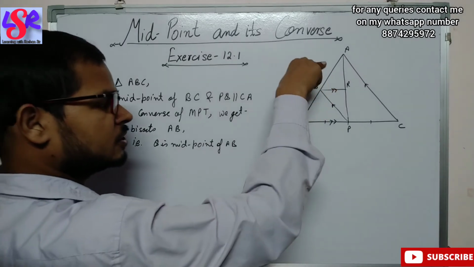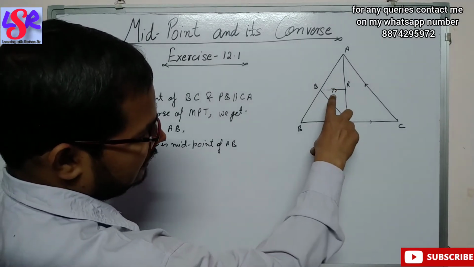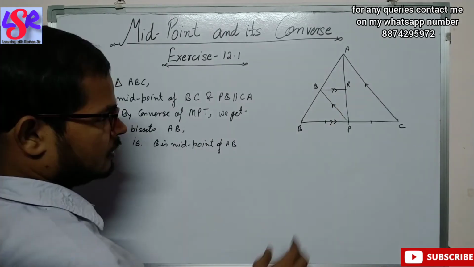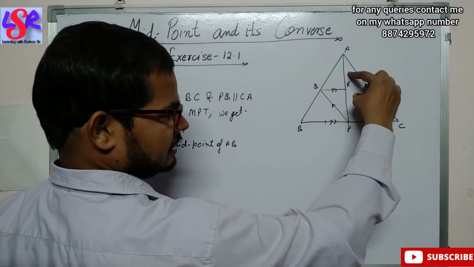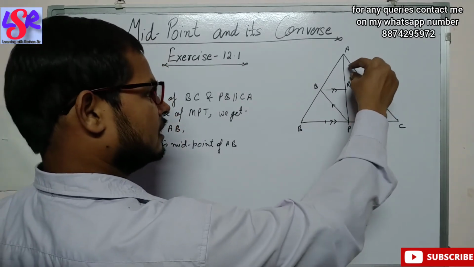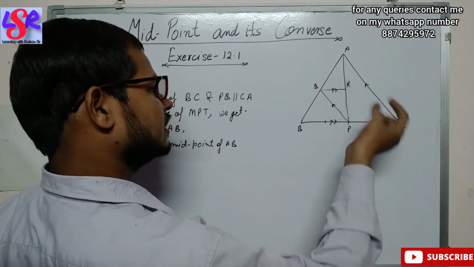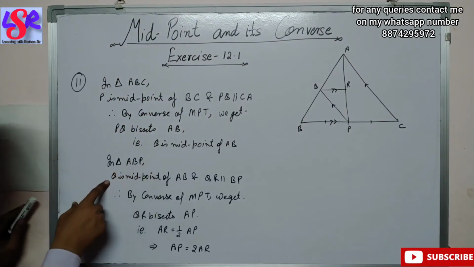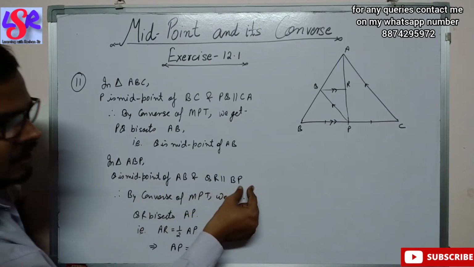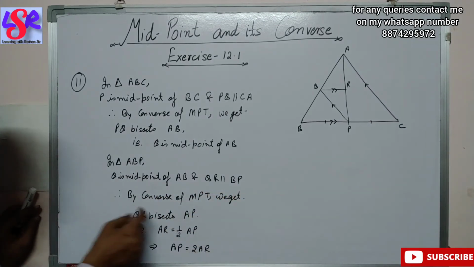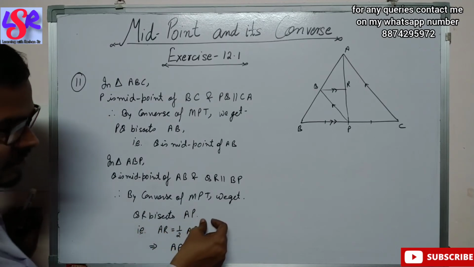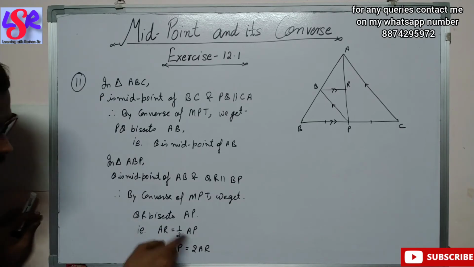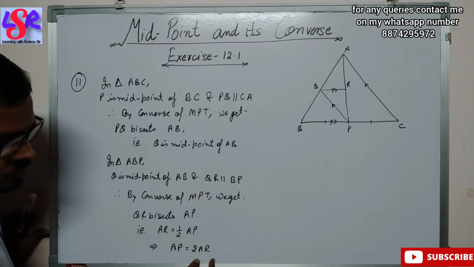Now we've got the Q as a midpoint of AB and we know this line is parallel to this one. Therefore, we can apply again converse of midpoint theorem by which we will be getting this QR is going to bisect this line AP, that is, this R is a midpoint of AP, or we can say this AP will be twice of AR. And here in triangle ABP, we have the Q as a midpoint of AB and QR parallel to BP. Now, by converse of midpoint theorem, we get QR bisects AP, and therefore this AR will be half of AP, and on doing the cross multiplication, we get AP equals to twice of AR.